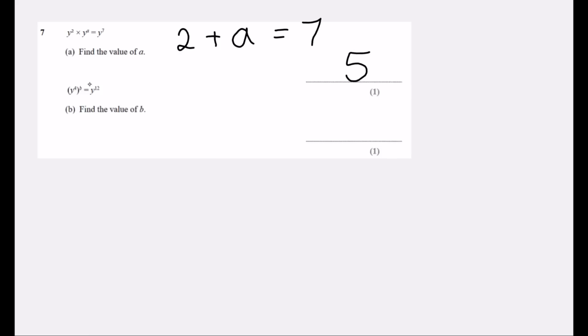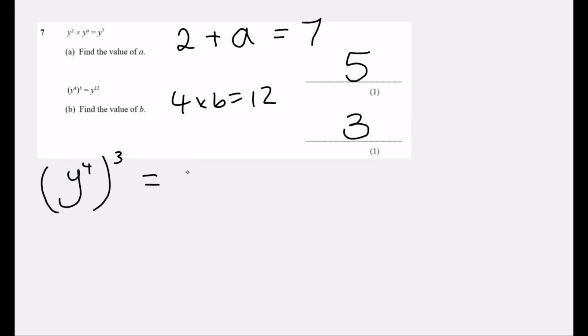So when we've got a bracket, we times. So 4 times b equals 12. B must be 3. So y to the power of 4 cubed is the same as y to the power of 12.